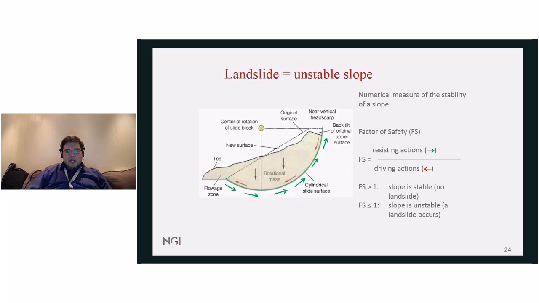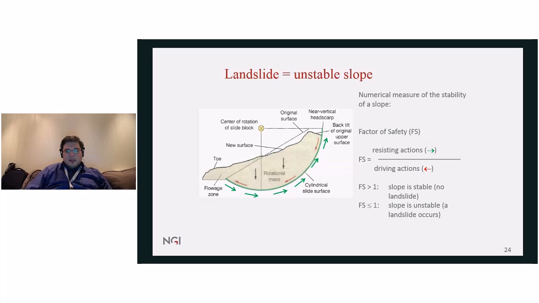A landslide occurs whenever we have an unstable slope, and an unstable slope occurs whenever the factor of safety, which is the numerical measure of the stability of the slope, becomes lower than 1. The factor of safety can be defined simply as the relation between the resisting action and the driving actions on a slope. This is a simple example where the resisting actions are given by the soil shear strength distributed along the potential failure surface, shown as these green arrows, and the driving actions are produced mostly by the action of the self-weight of the sliding mass.